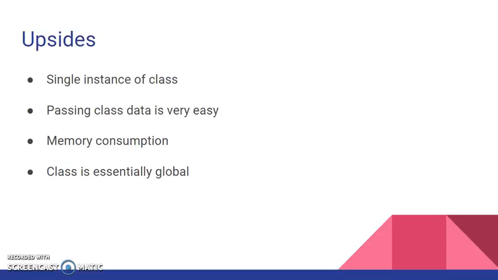Let's explore the upsides to using the Singleton design pattern. A single instance of the class keeps things simple. Passing class data is very easy. One only needs to pass the class instead of all of its members. Memory consumption is kept at a minimum, and the class is essentially global, allowing use of it almost anywhere.